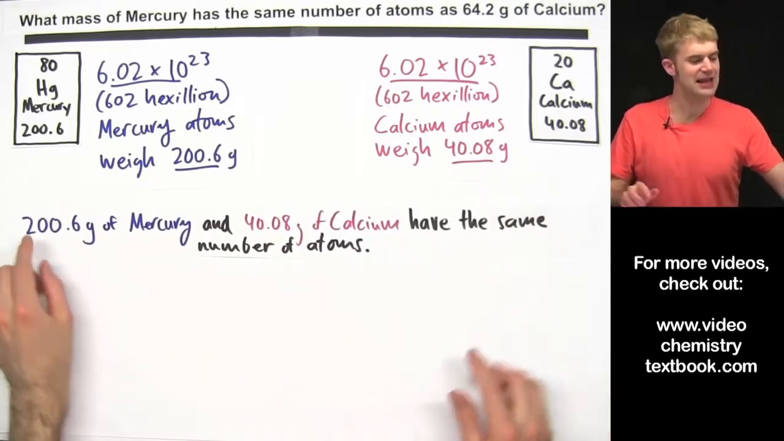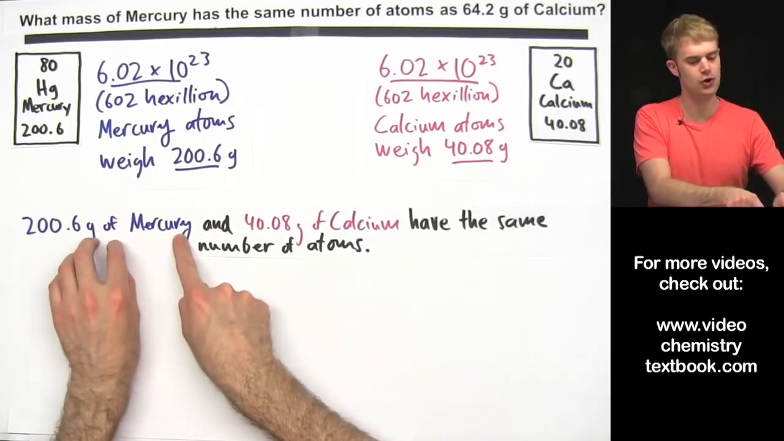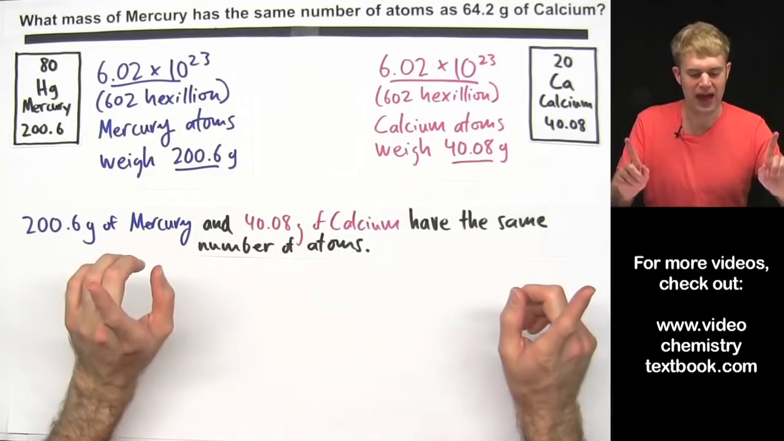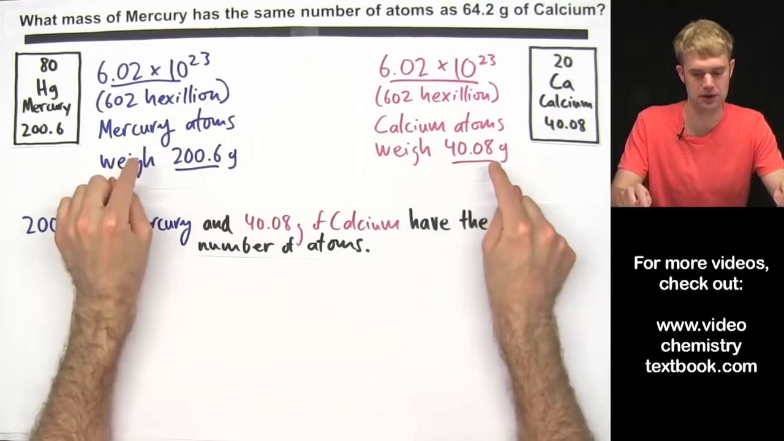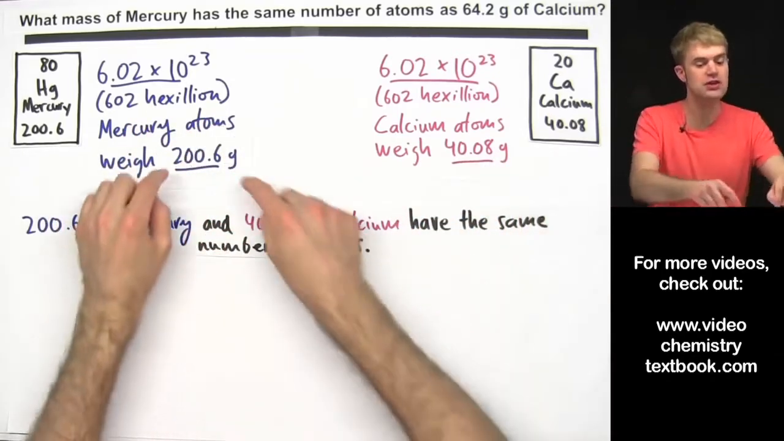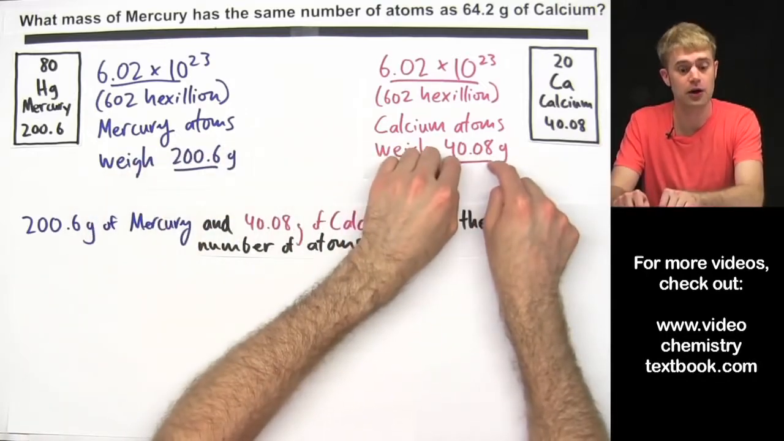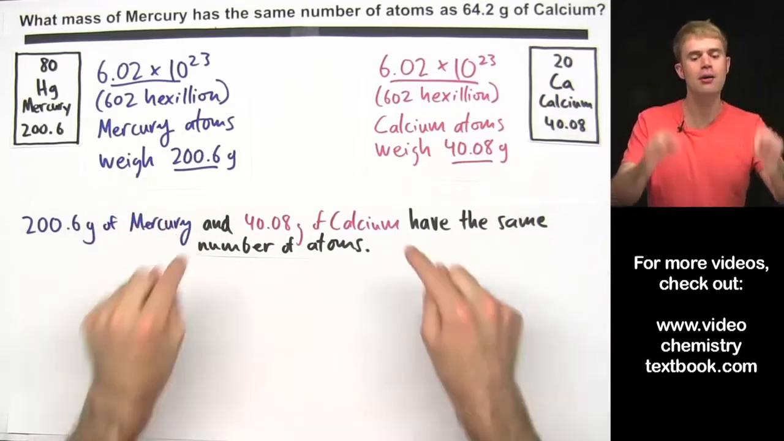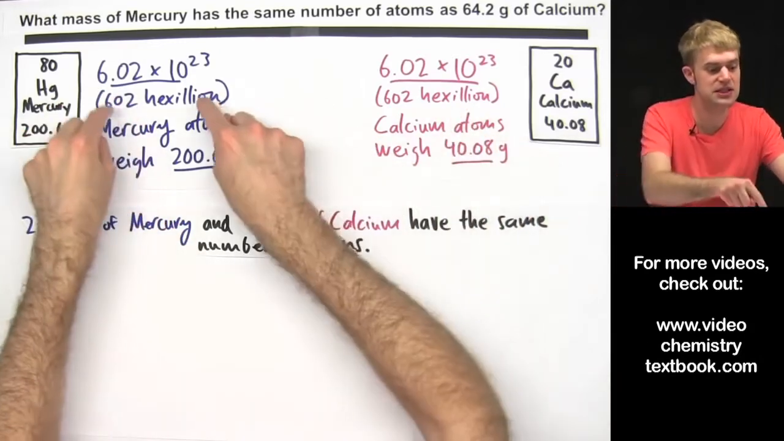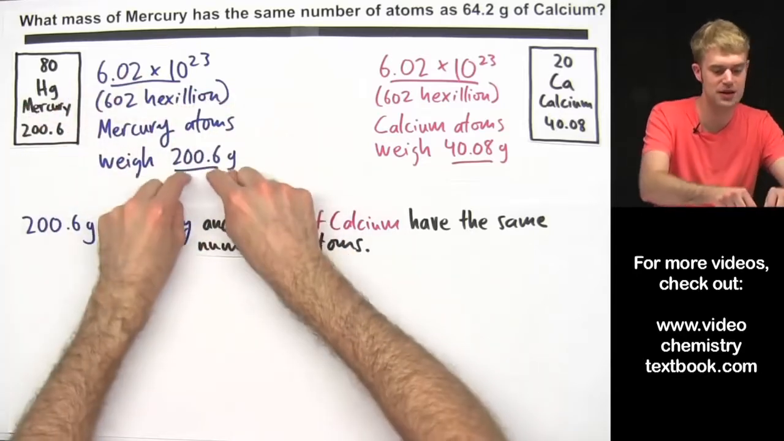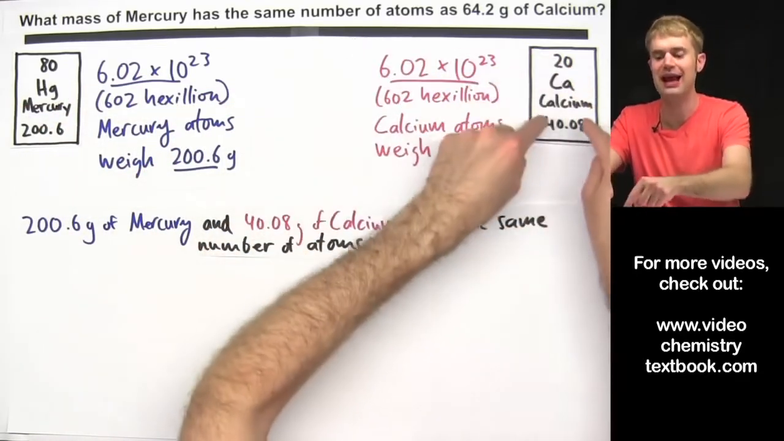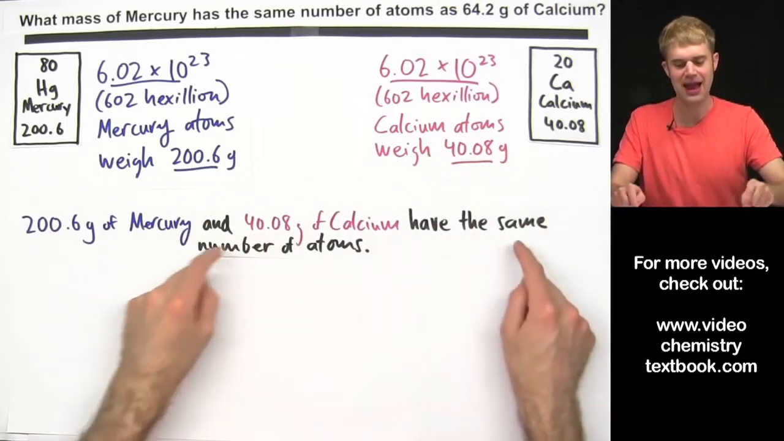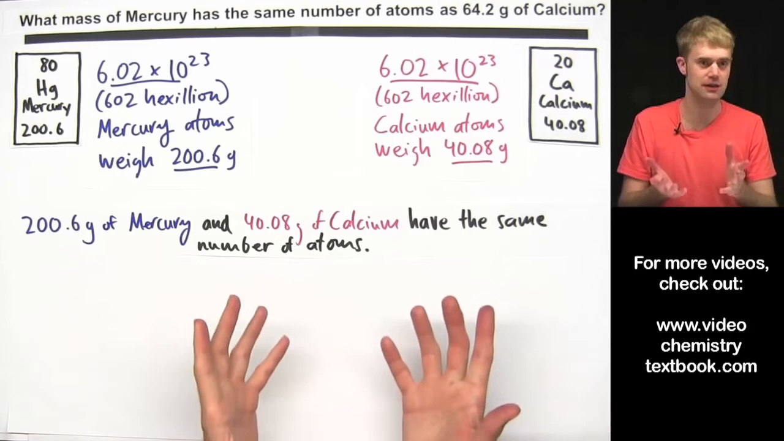The main point is that 200.6 grams of mercury and 40.08 grams of calcium both have the same number of atoms in this, okay? The masses are different. This weighs a whole lot more. This is a lot lighter. But the point is, even though the masses are different, the number of atoms is the same, because 602 hexillion mercury atoms weigh this much, and 602 hexillion calcium atoms weigh this much. So we can say that this amount of mercury and this amount of calcium have the same number of atoms in them.